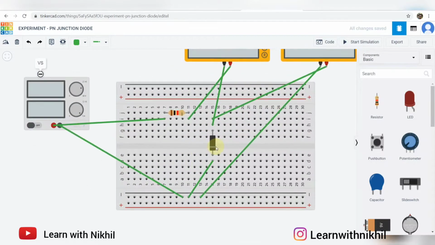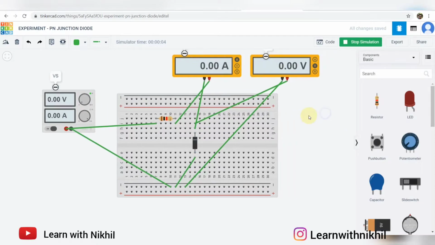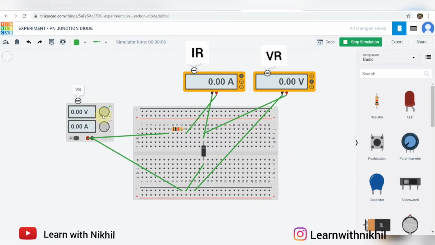Now we'll move towards reverse bias. In reverse bias, I'll just change the polarities of the diode. Now positive of supply is connected to the negative and negative of supply is connected to the positive. Now as you can see, even if I am increasing the supply voltage, VR is increasing, that is the reverse voltage, but as you can see current is 0. This shows that the PN junction diode doesn't conduct in reverse bias condition.